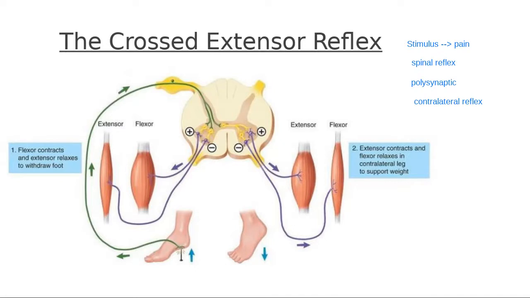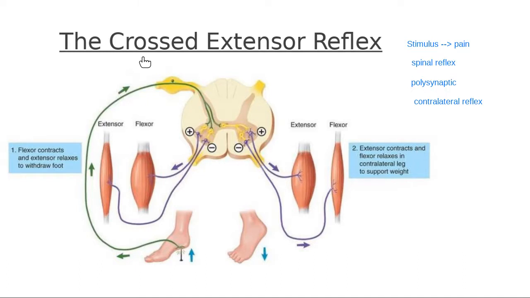Contralateral. Contralateral reflex information came in over here. Not only does it go in on the same side, it also goes out on the opposite side as well. And Nicole mentioned the name of this one's super helpful to give us that hint. When we talk about the crossed extensor reflex, we're crossing over to the opposite side of the spinal cord.